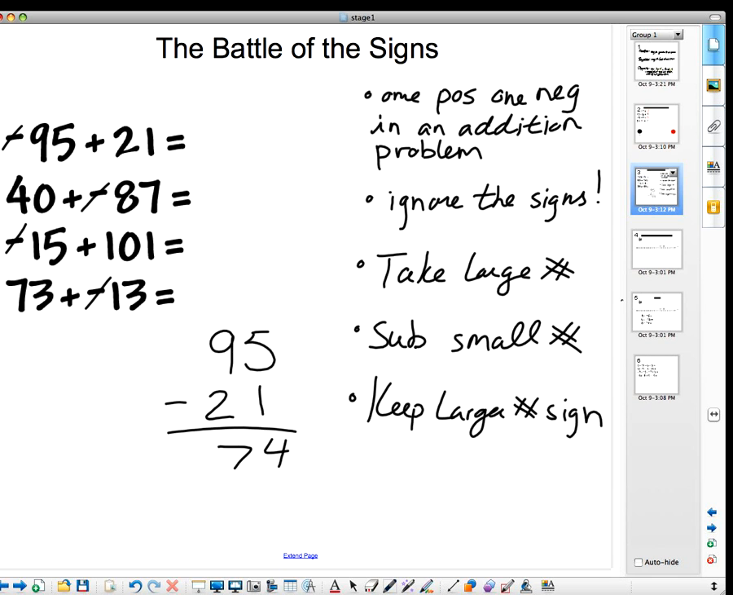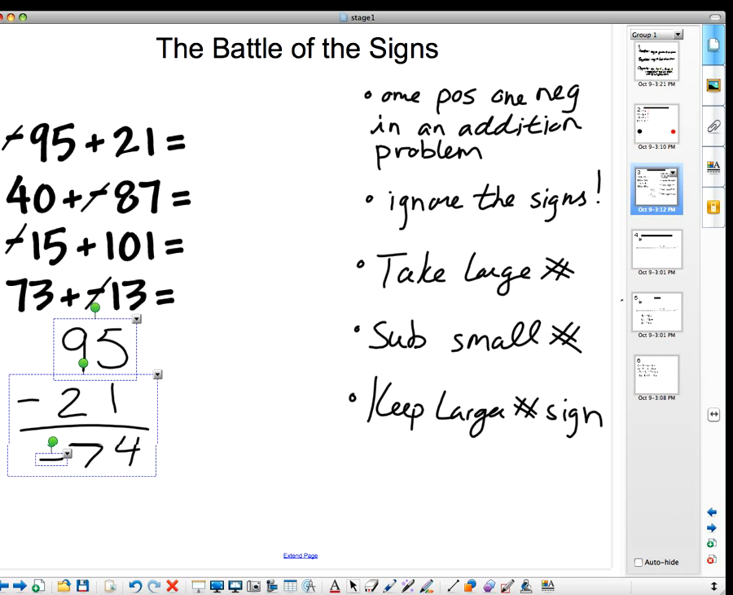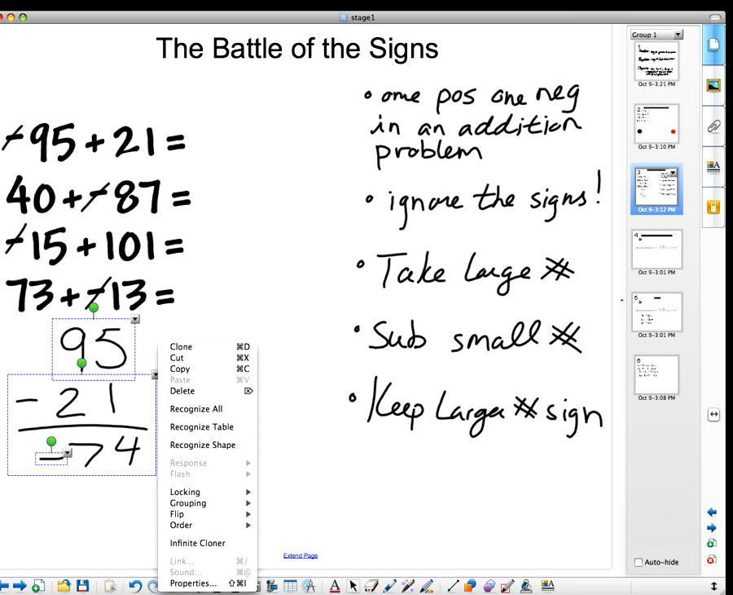So 95 was my larger number, and it was negative. So my answer is negative 74. I can do this with a couple of different examples, just for you to get the idea.